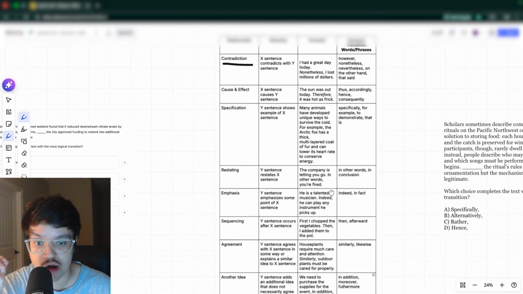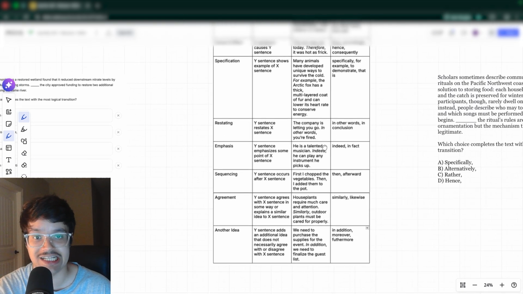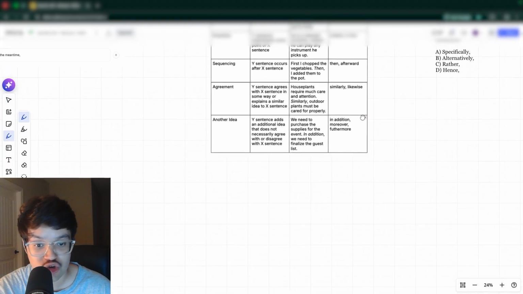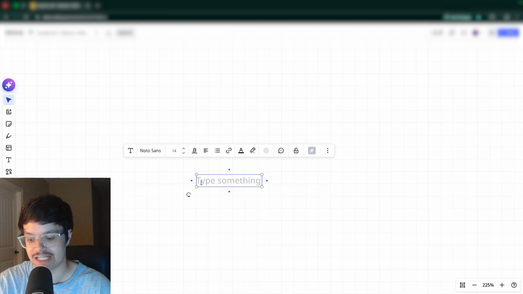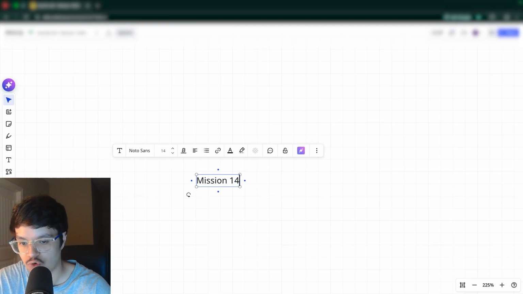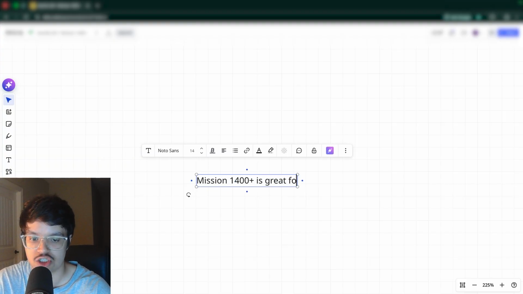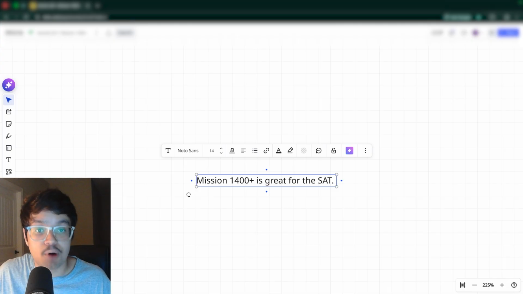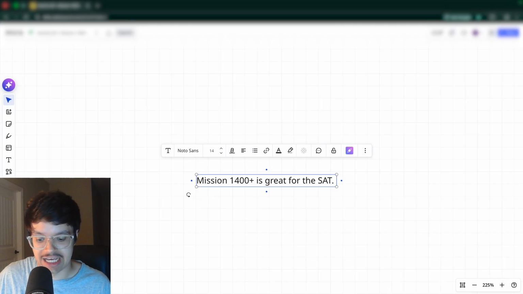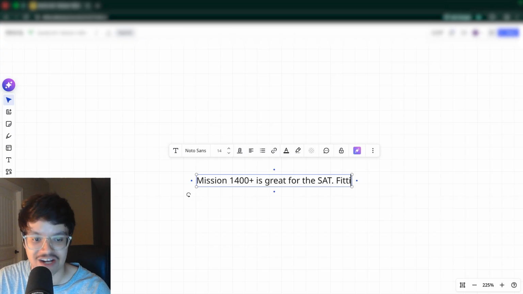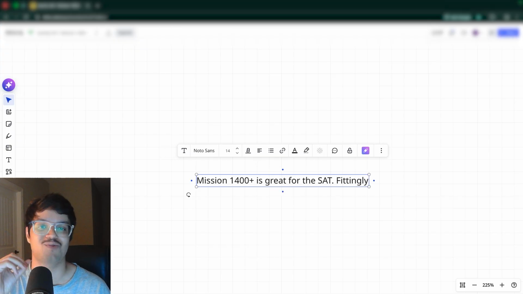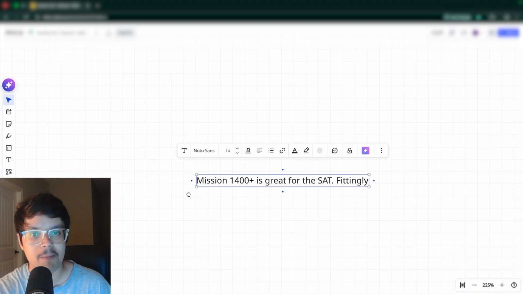Now, if you see a random transition word or phrase that you just do not know, a really good trick that you can use is this. Just pretend like you have a random sentence. Like let's just say, Mission 1400 Plus is great for the SAT. And just put in that transition word that you're seeing as one of the choices. So a big one that may be confusing to you that I've seen before is the word fittingly. So what does fittingly mean? What does that transition word mean? What you should do is just put it in and just think to yourself, what would make sense for the sentence that comes after this?